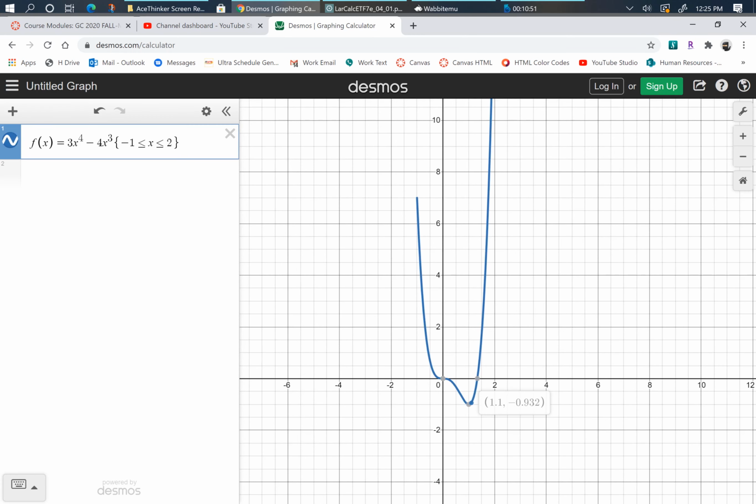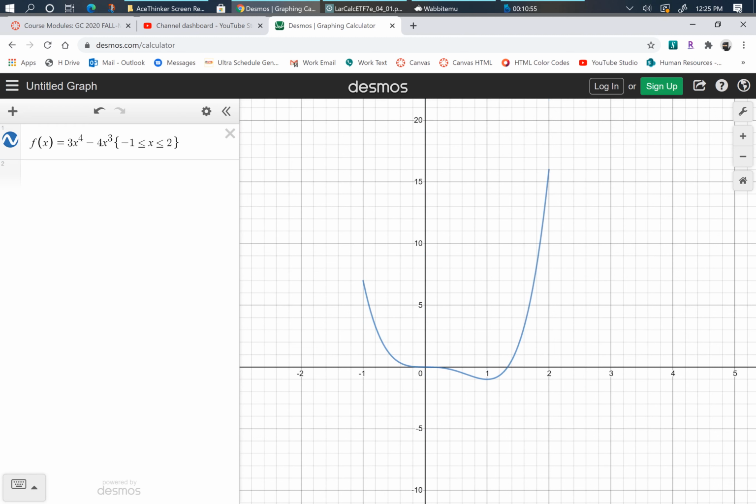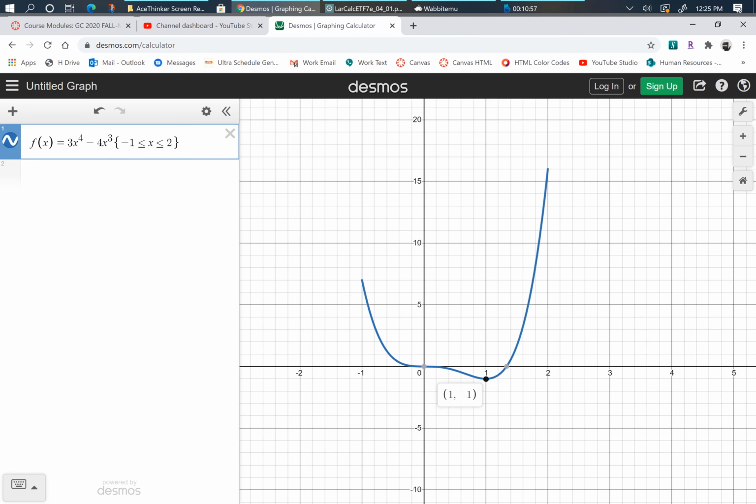It looks like we got a low point right there. Zoom this in. We got a low point right there at 1, negative 1, and it looks like the endpoint of this thing, which Desmos doesn't like very well. But we could plot that endpoint. That endpoint is going to be 2, comma f of 2. So we got a low point and a high point, an absolute minimum and an absolute maximum.